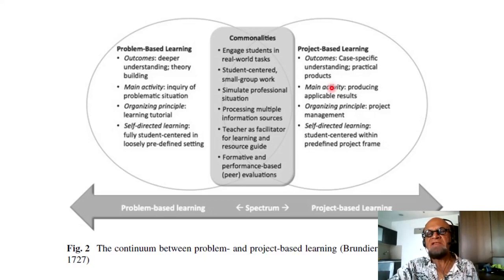In project-based learning, you have outcomes that are case-specific understanding and practical products. So you have to complete the project and deliver a report, an outcome, a metric, some measure of the completion of the project or why it didn't get completed. Like finding that campus is basically greenwashing and you couldn't get any data.